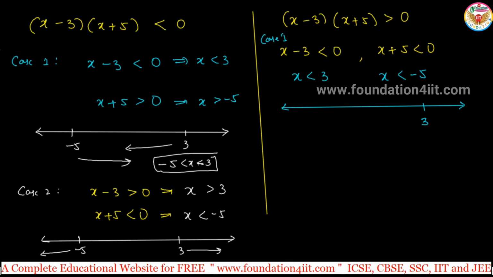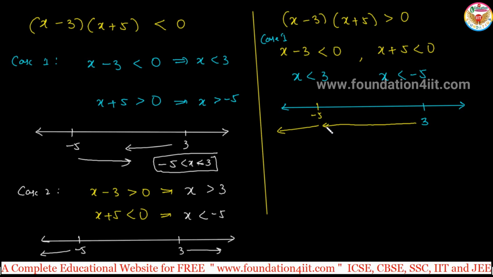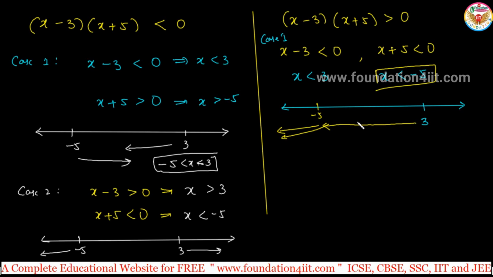Let me take the color. From 3, all the values to the left. X is less than minus 5. This is minus 5, again this side. So this area is common. Minus 5 to the left is matching. The matching values are only these, x less than minus 5. So values which are less than minus 5 are also less than 3, right?